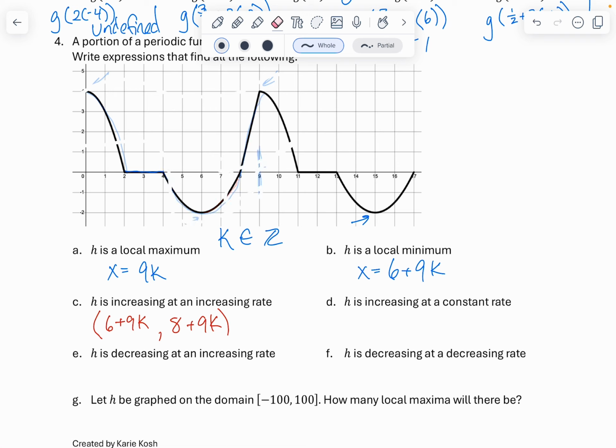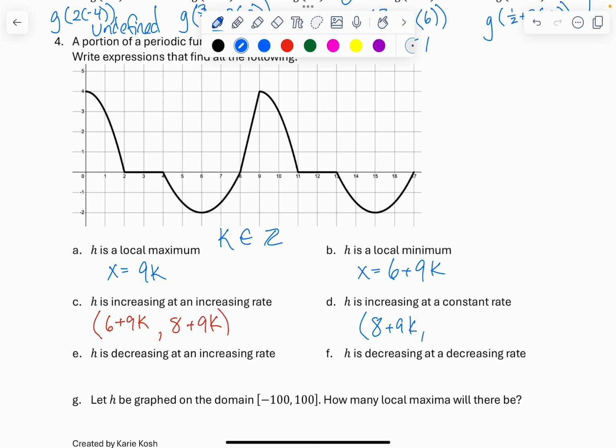Let me clean up some of this. I almost cleaned it. There we go. Okay, h is increasing. I need a graph that's increasing at a constant rate. That means I need it to be linear. The linear piece here goes from 8 to 9, and so we can say 8 plus 9k to 9 plus 9k.